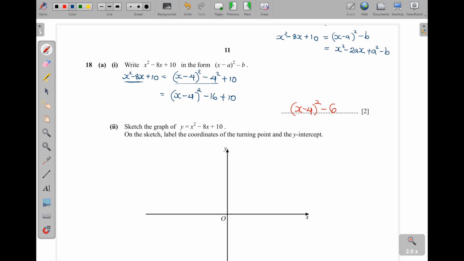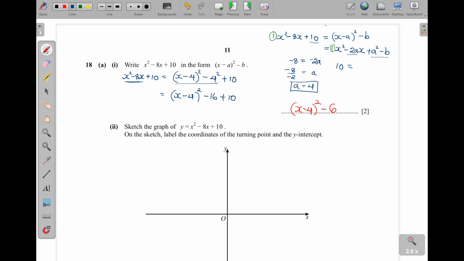Now, we equate the coefficients. The coefficient of x squared here is a 1. The coefficient of x squared here is a 1. We leave that. Then, the coefficient of x here is negative 8. This other side, the coefficient of x is negative 2. That means for me to get a, I will say negative 8 divided by negative 2, and then a becomes a 4.